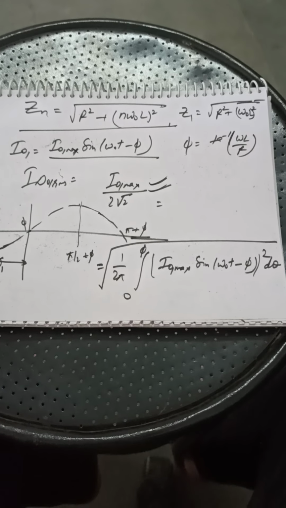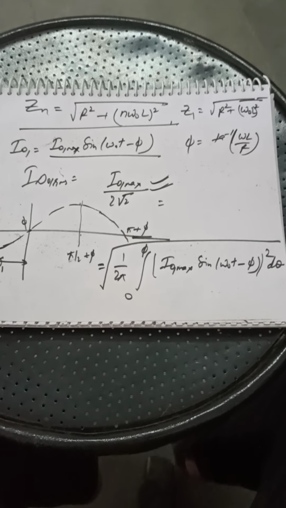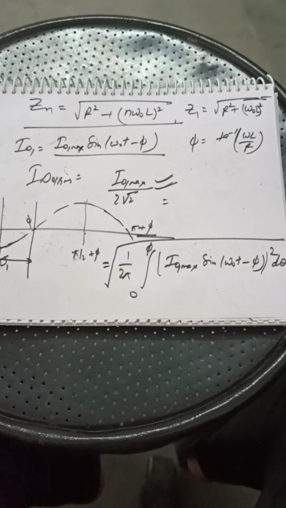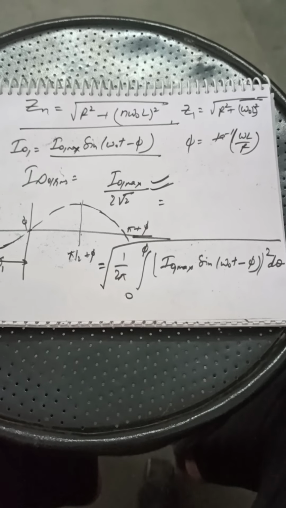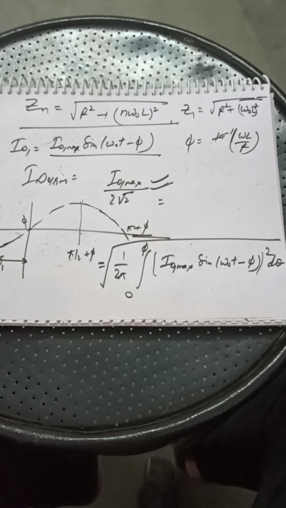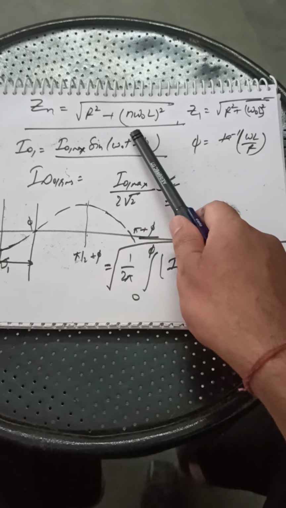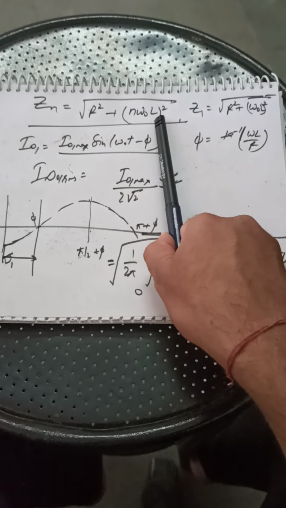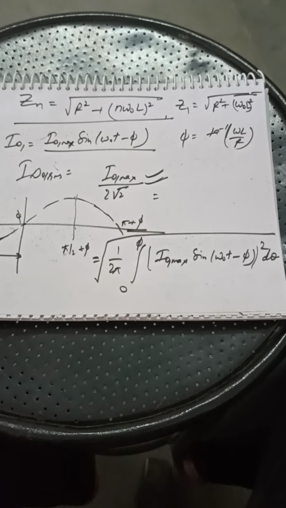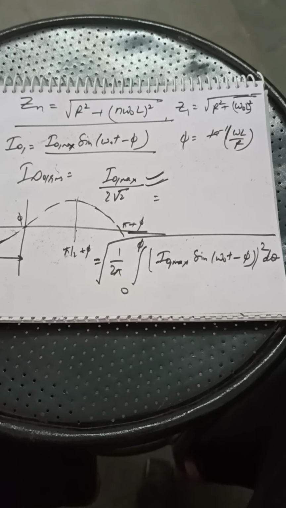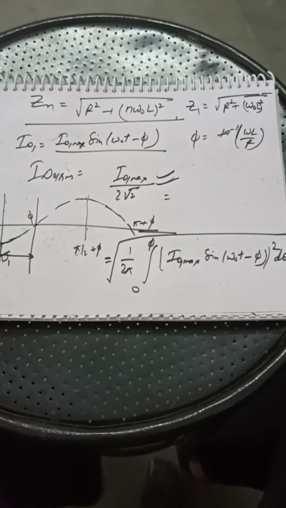Now coming back to Z1, how can we get Z1? Z1 can be obtained by replacing n in the expression of Zn by 1. That's quite simple. Just by mere observation, it can be concluded that when we put n equals 1 here, then this whole expression will become root of R square plus omega naught L the whole square. This is Z1.